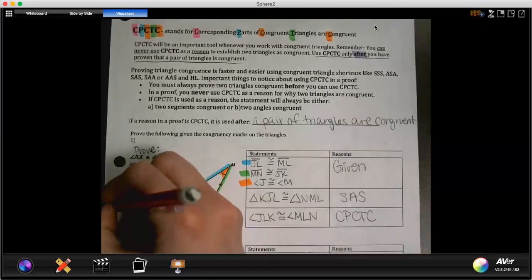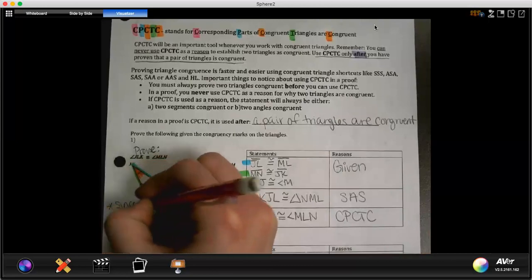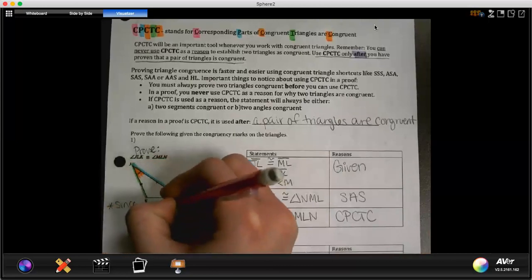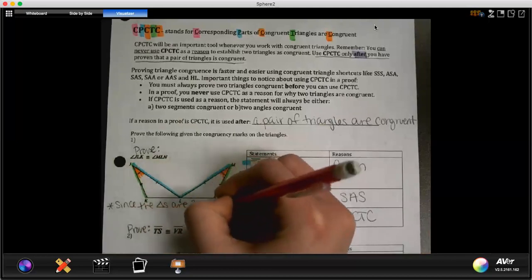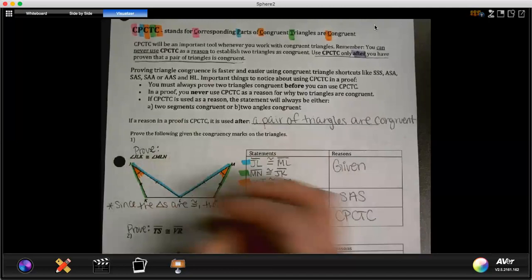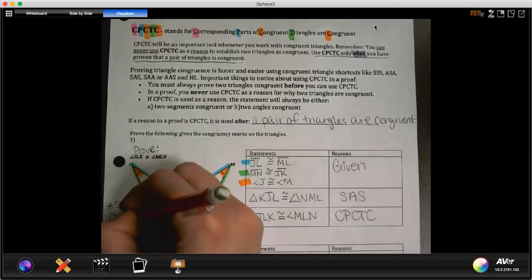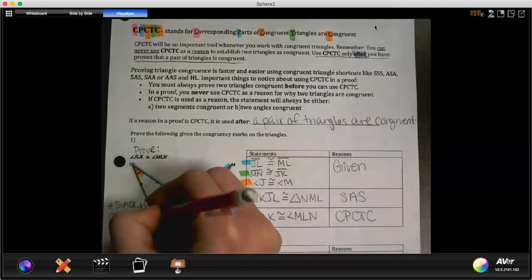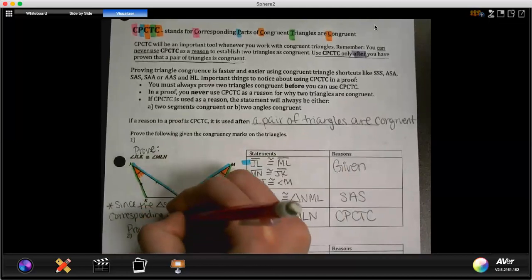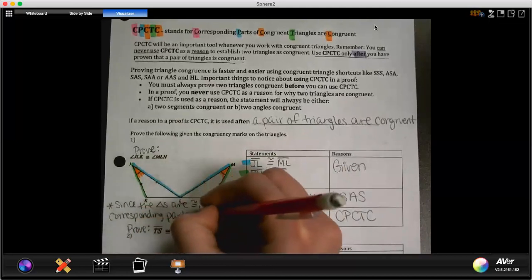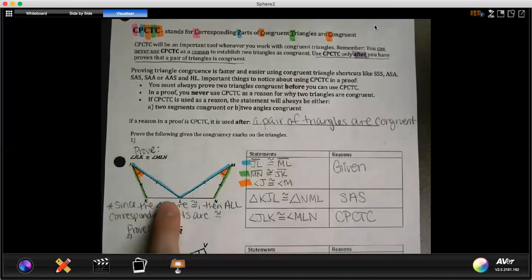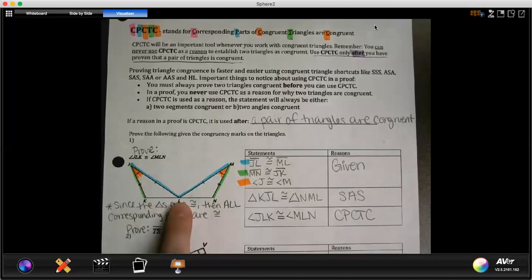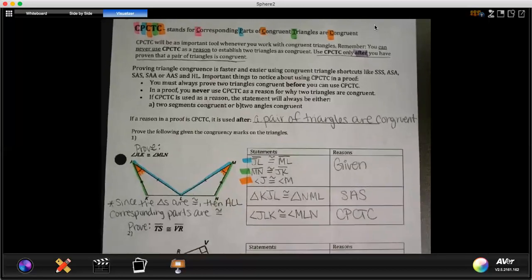So to clarify, since the triangles are congruent, then all corresponding parts are congruent. So I could also say that KL and NL are congruent. I could also say that angle K and angle N are congruent.